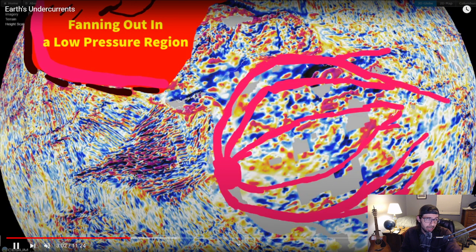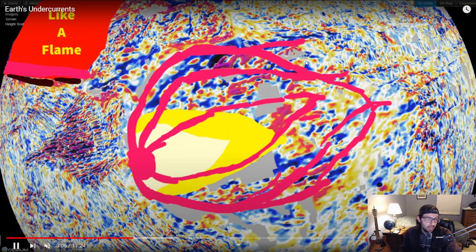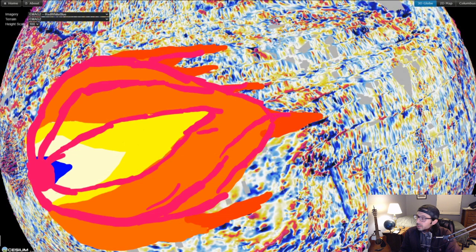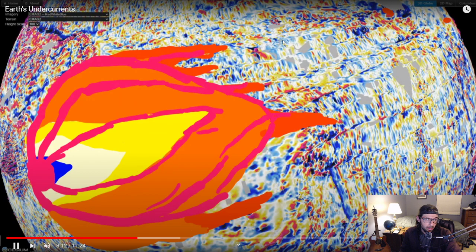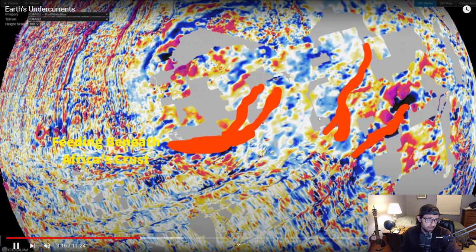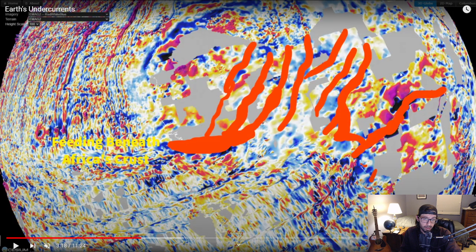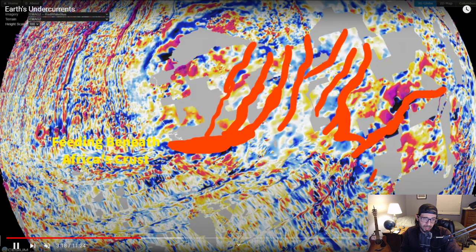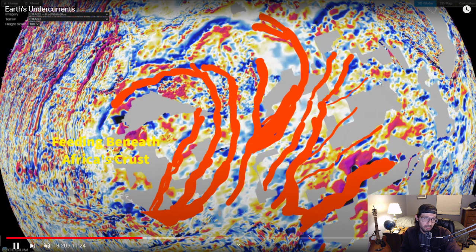We're getting to it. Fanning out in the low pressure region. We're going to get to what I was talking about, I swear. Like a flame. I know I'm just showing this arbitrarily. At least I can do a little bit of a voiceover. Feeding beneath Africa's crust. I didn't quite notice this until I started to really outline it. It looks almost dendritic, like an ammonite, with cross current things going on.